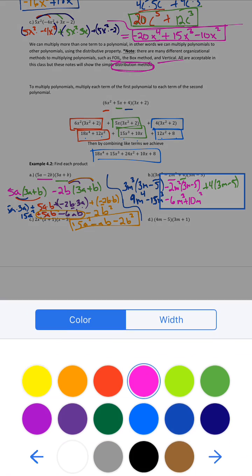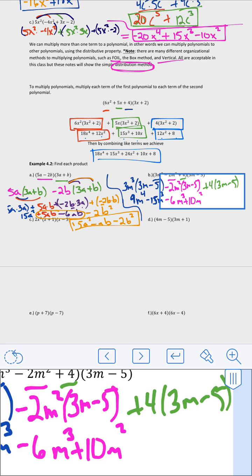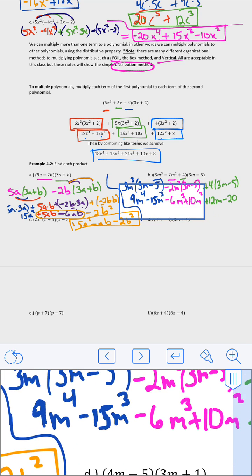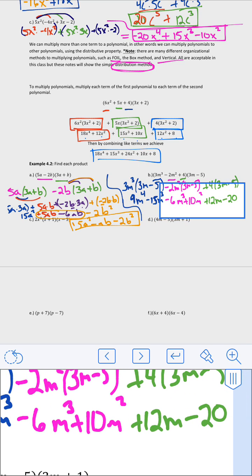Very last one, do the green one. 4 times 3m would be 12m. 4 times negative 5 would be negative 20. And I should end up with 6 terms, right? I've got 3 times 2, and I end up with 1, 2, 3, 4, 5, 6. There we go. I found them all.